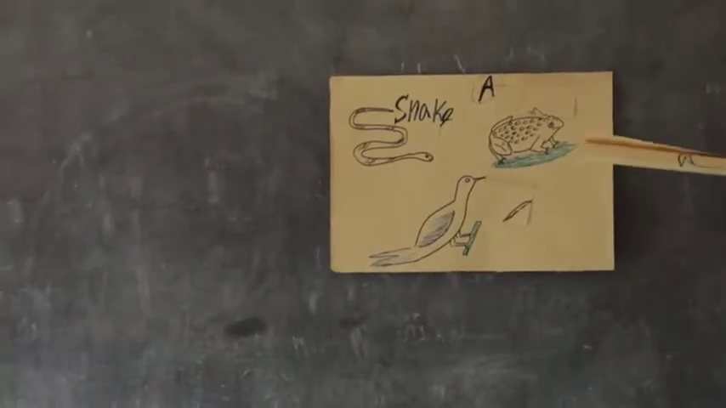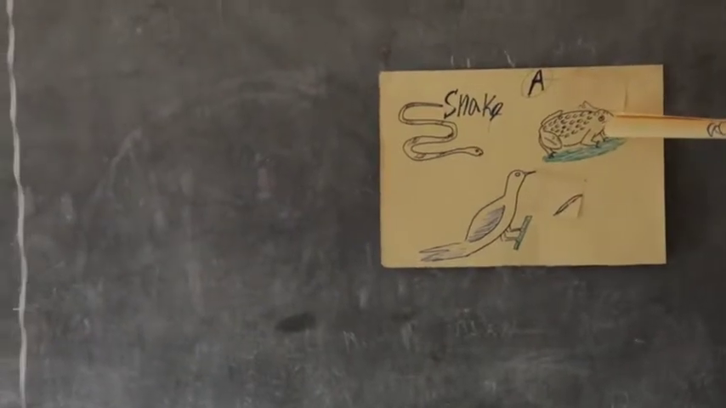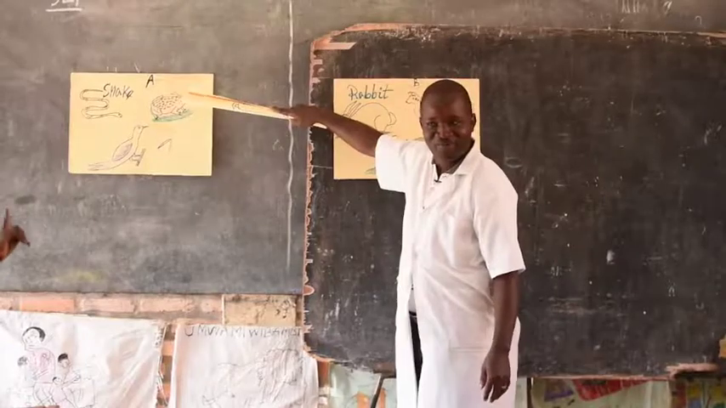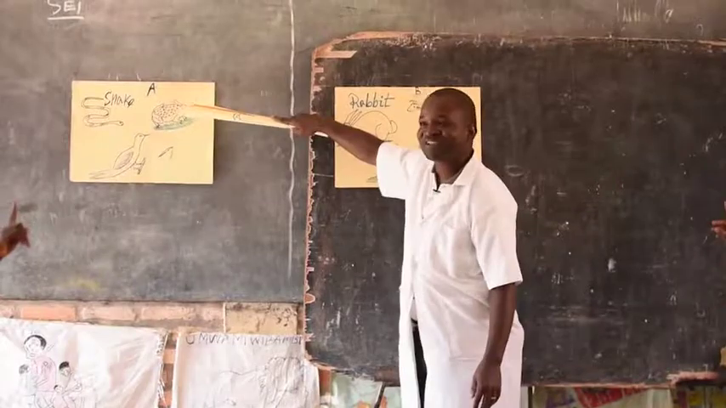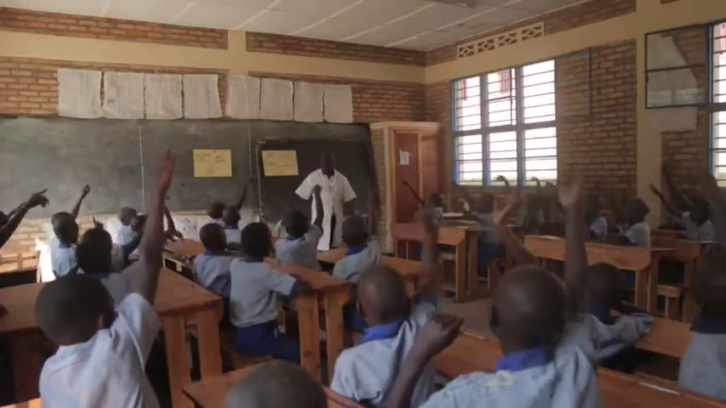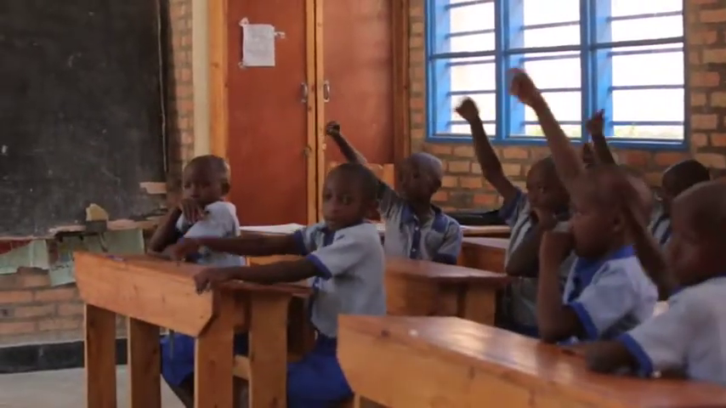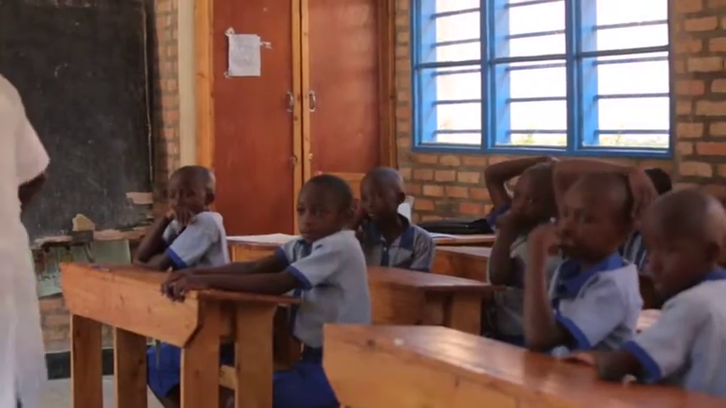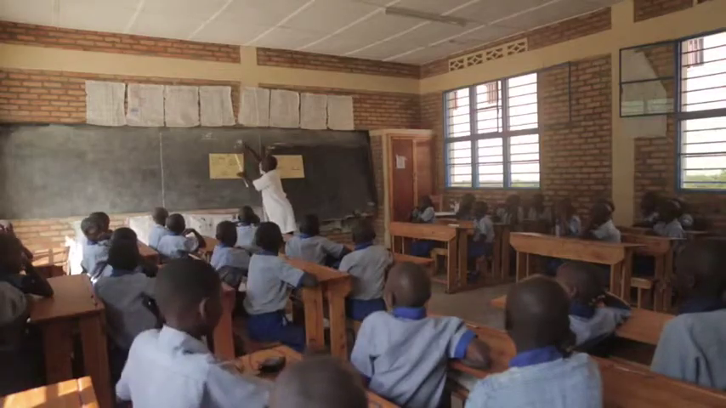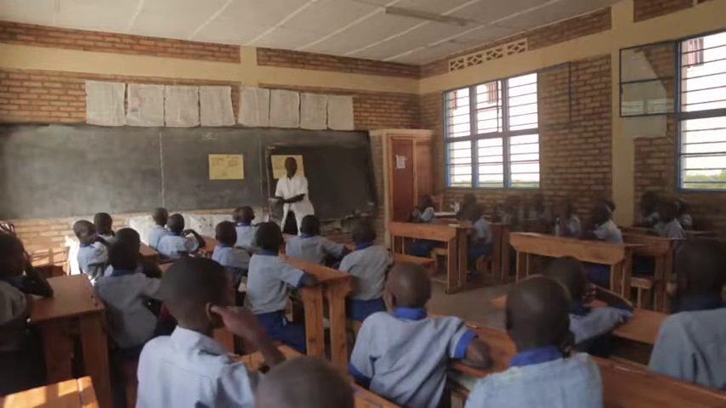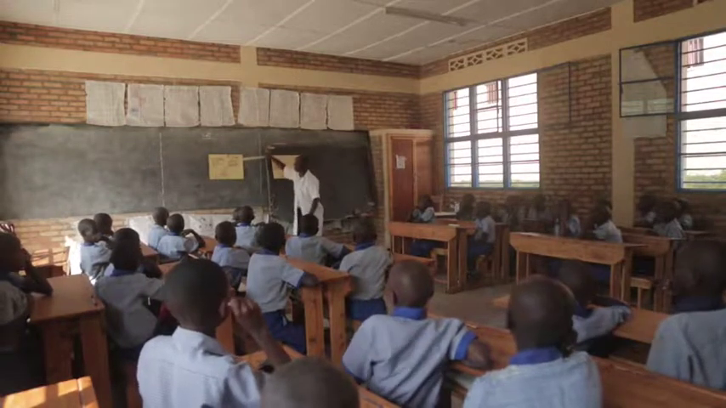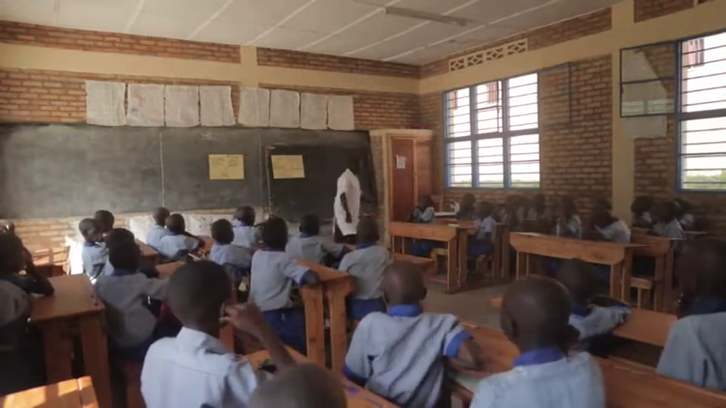Good, we are here. Who can give us the name of this animal? Stand up. Frog. This is a frog. Very good. I want you to pronounce all the class. This is a frog. Thank you very much.